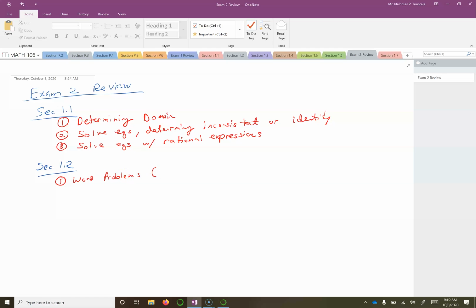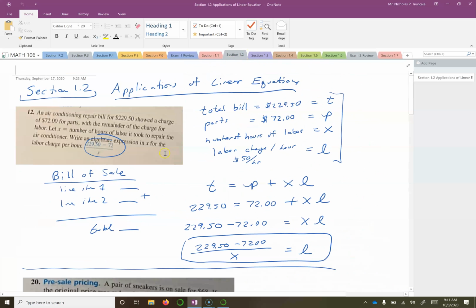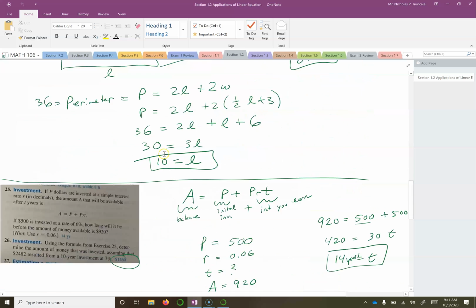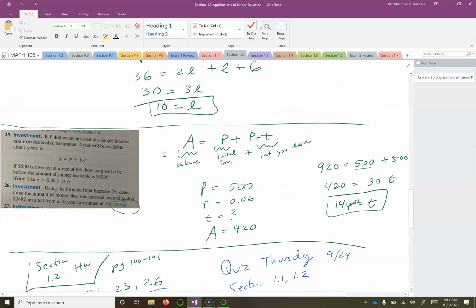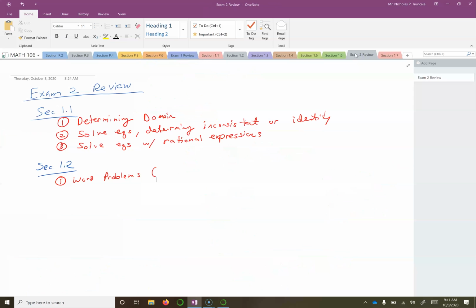And I think I just want to make sure I get this right. 1, 2, 3, 4, 5. 5 types. So there's only 5 types I want you to worry about when you're studying for this exam. So just 5 types of word problems. That's it. That's all that's in section 1.2.